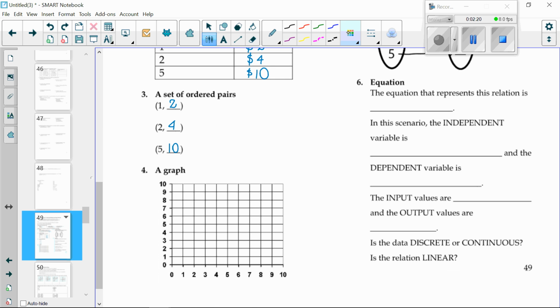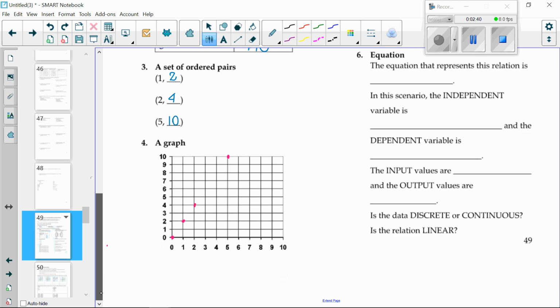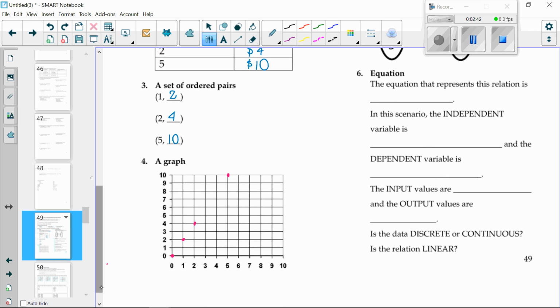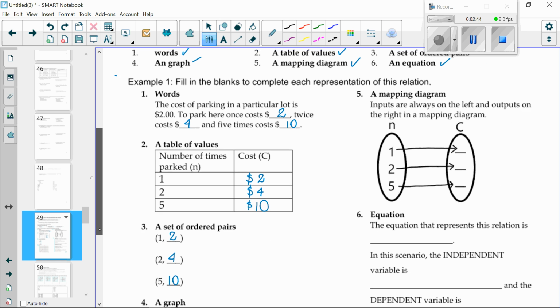And if we do it as a graph, if we don't park at all, it's 0, 0. If we park one time, it's $2. If we park 2 times, it's $4. If we park 5 times, it is $10. Now, let's take a look at question number 5.